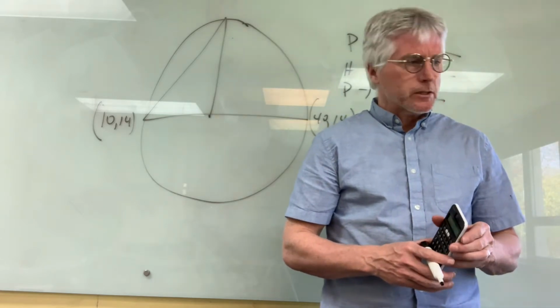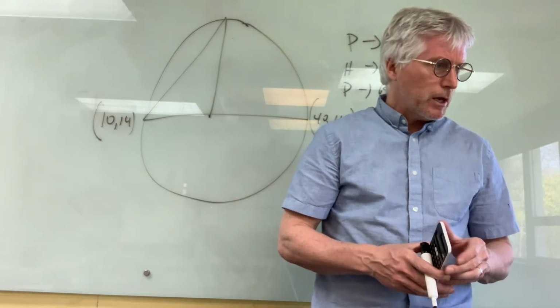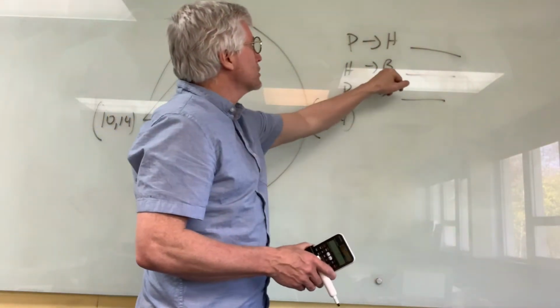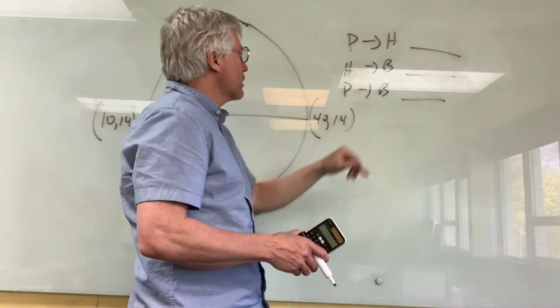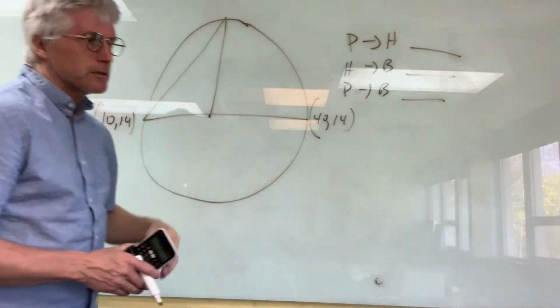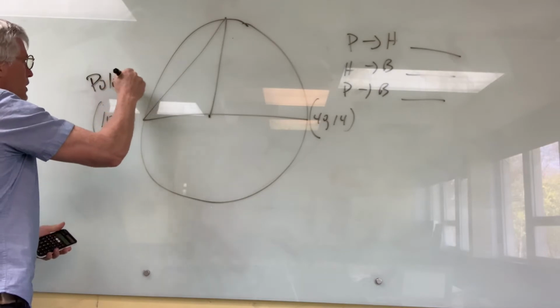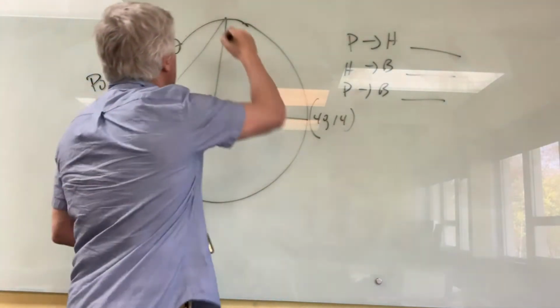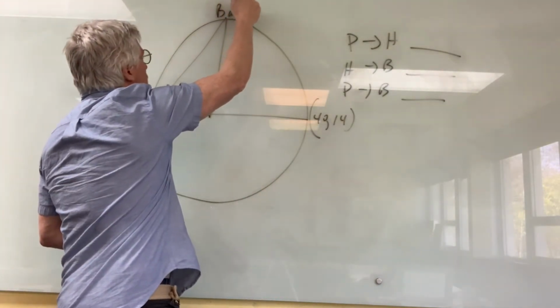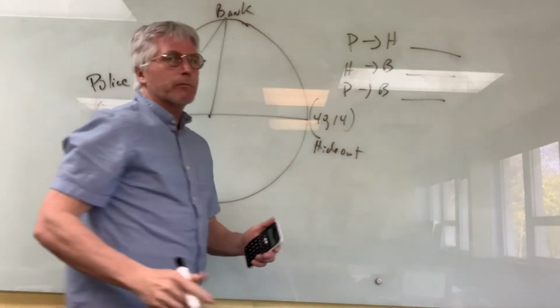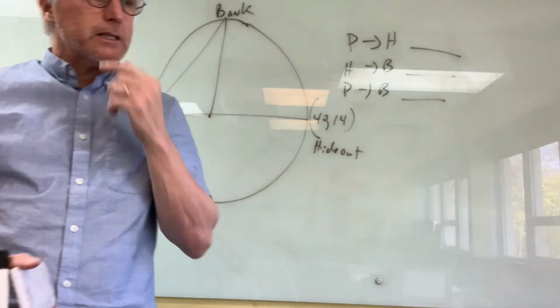So now we're looking at distances. What are the distances between the police to the hideout, the hideout to the bank, and the police to the bank? So you have these distances that are on here. Over here you have the police. Up at the top you have the bank. And over here you have the hideout. Not sure that bank robbing happens like this anymore, but let's have a look at it.